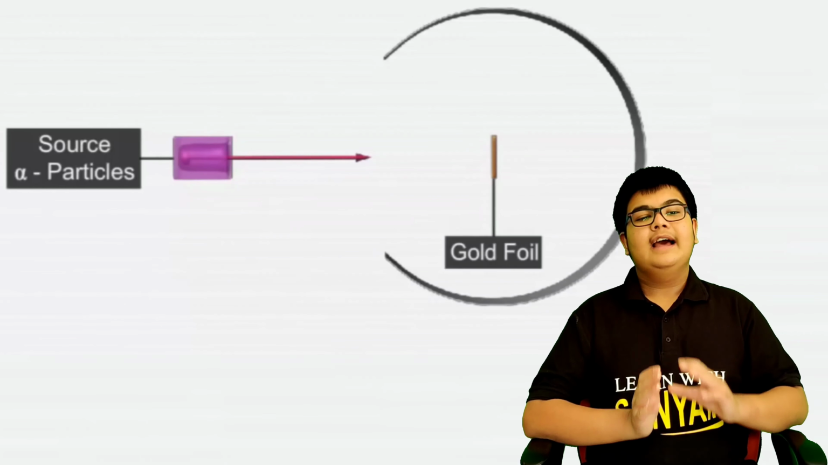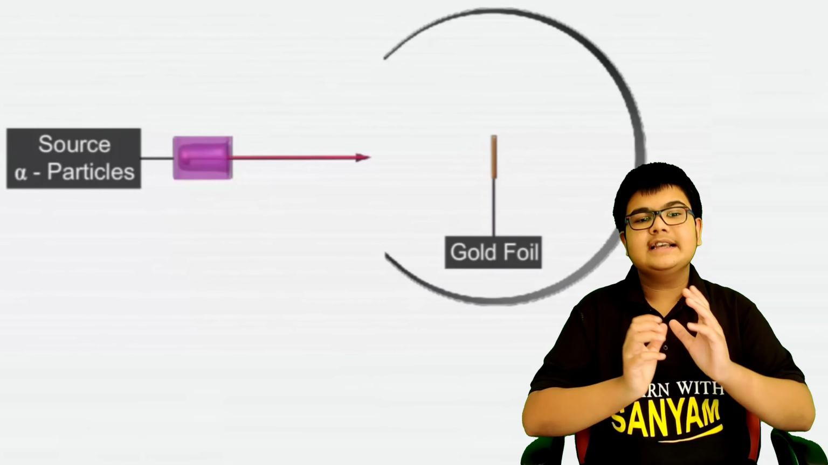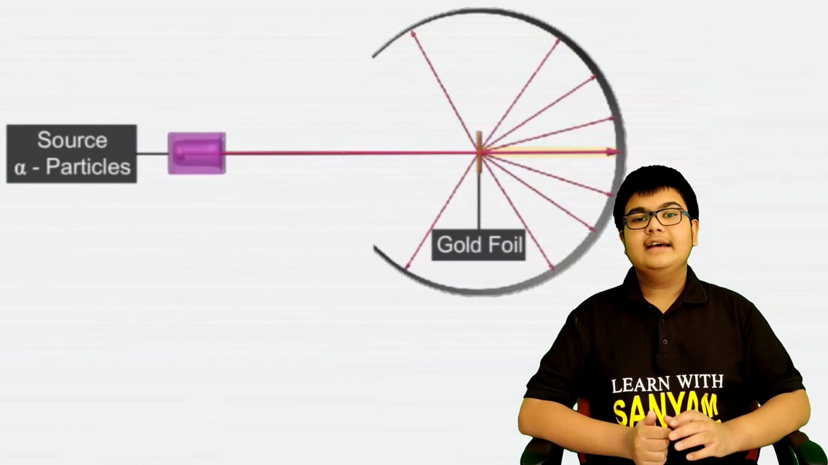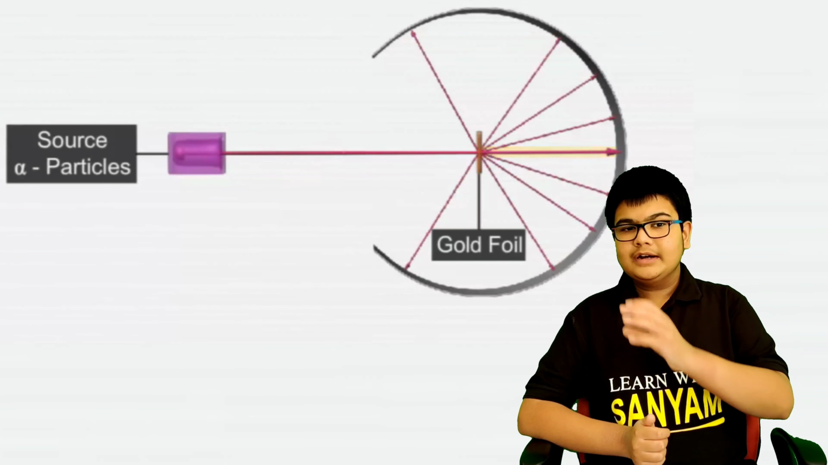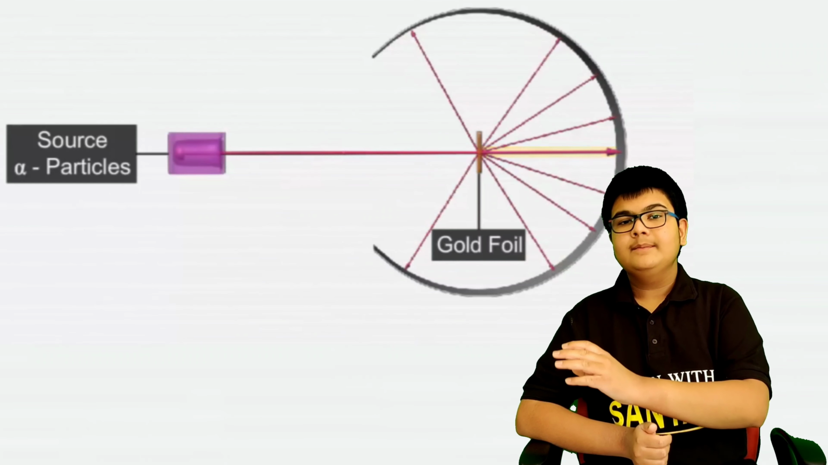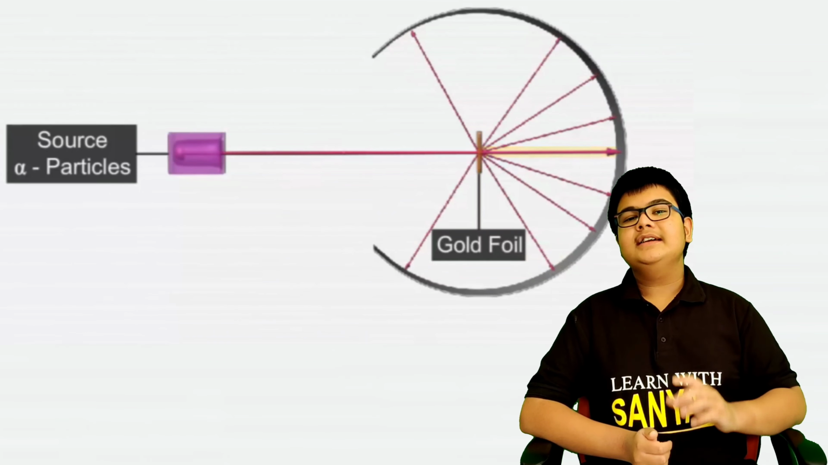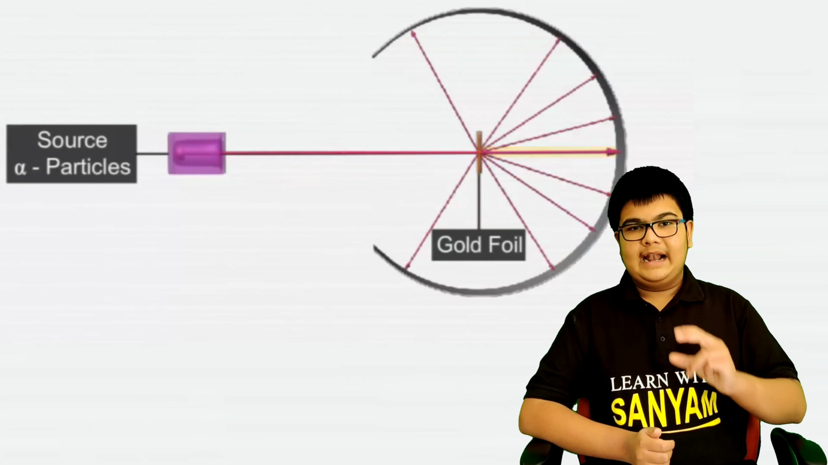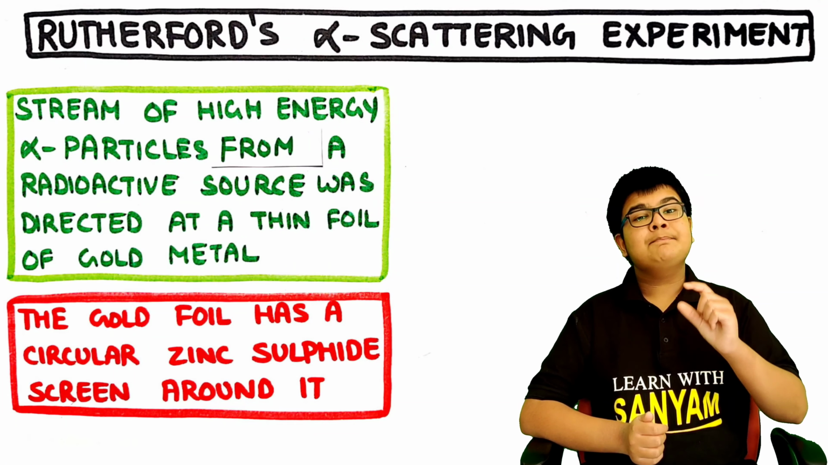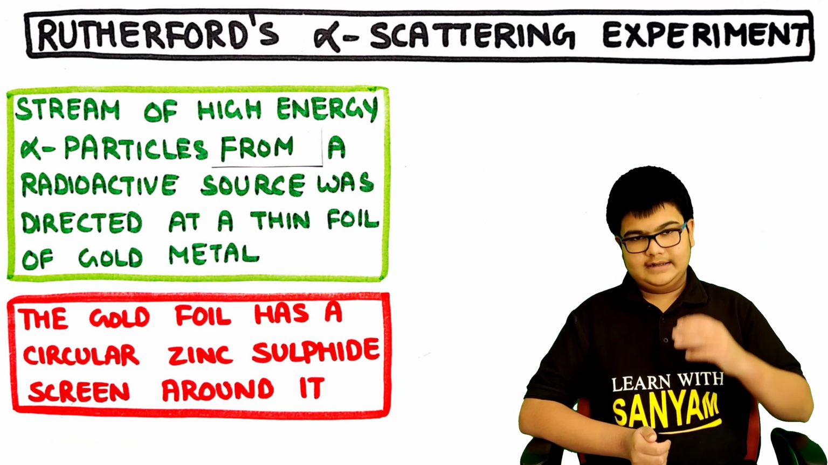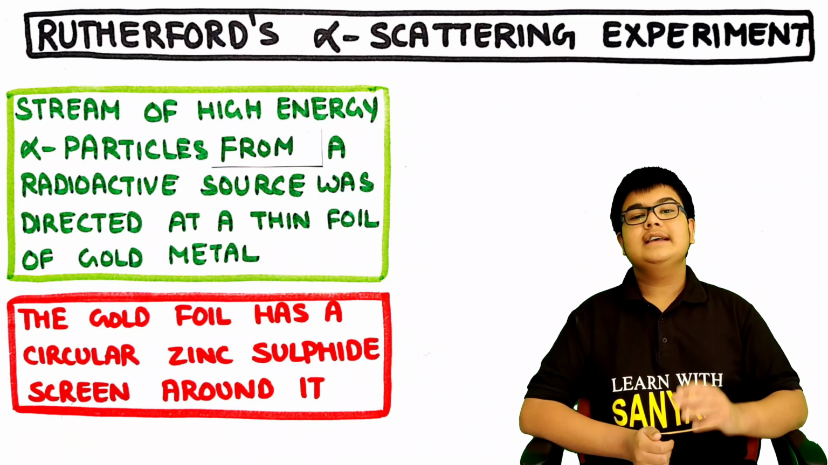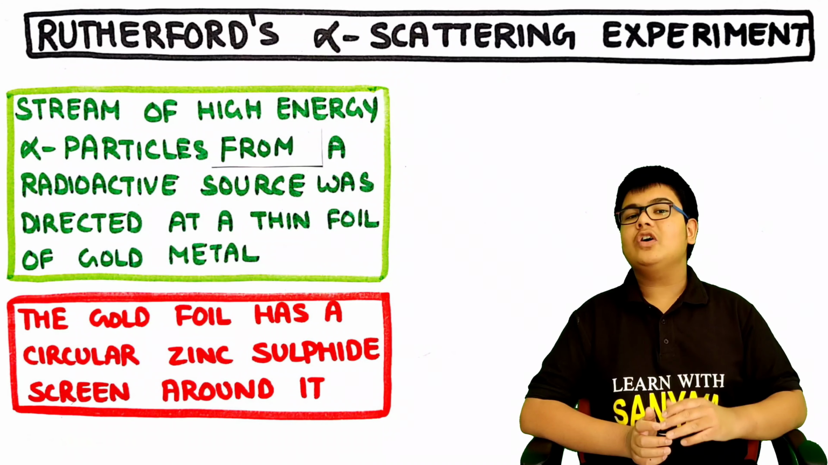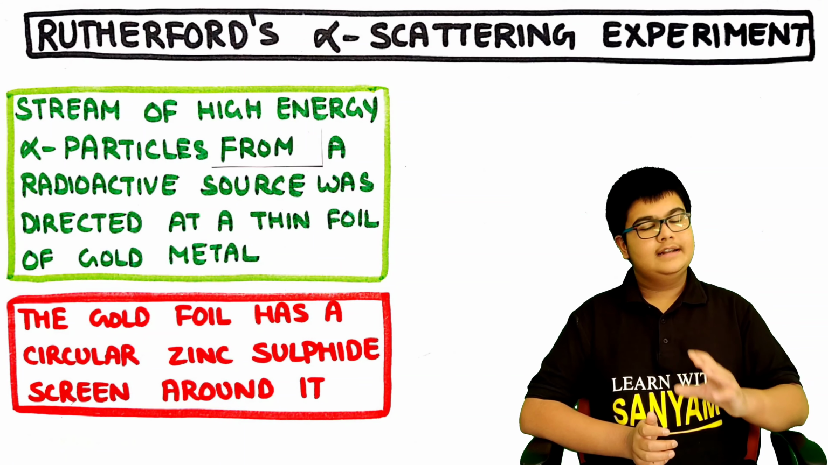Now the gold foil had a circular zinc sulfide screen around it. Now what this screen did was that whenever alpha particles struck the gold foil and passed through the gold foil, then at the point where they touched the zinc sulfide screen, a spark was produced. So when alpha particles touched the zinc sulfide screen, a spark was produced. So in this way, Rutherford came to know where the alpha particles had touched the screen. So in this way he was able to calculate the deflections of the alpha particles after hitting the screen.